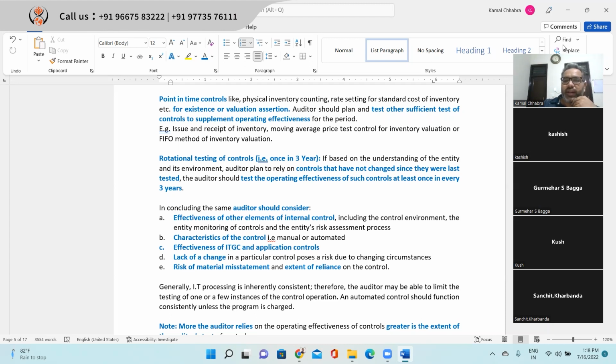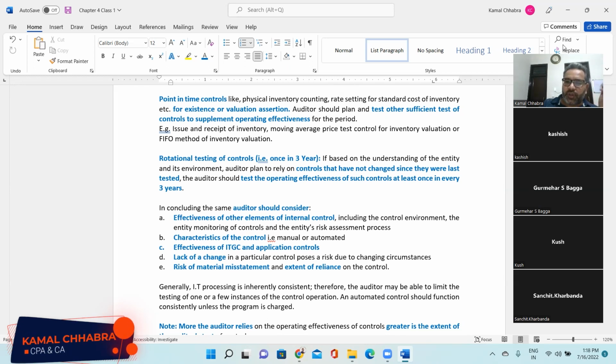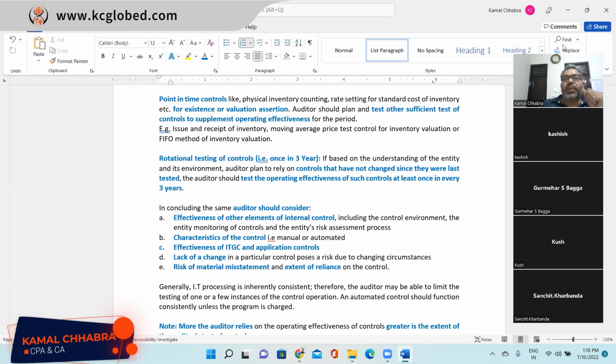Auditor should plan and test other sufficient tests of control to supplement the operating effectiveness for the period. That means when you are testing the purchases or when you are testing the cost of goods sold, you'll be testing, you can say, the purchase price from the issue of material, right? You might be testing the sales price on the receipt of material, right? You might be testing the moving average price of the inventory. When you are doing the valuation of inventory, you might be testing whether the company is following the FIFO method, LIFO method, weighted average method, right?